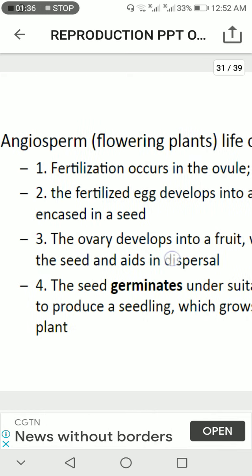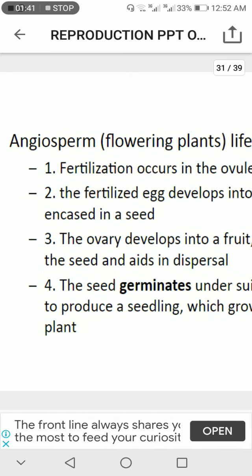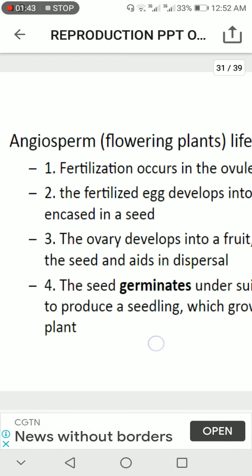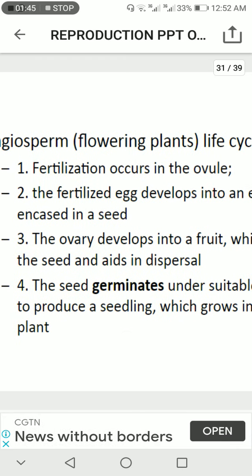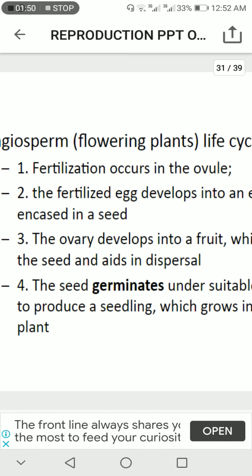When we talk about angiosperms, they are the flowering plants, and the life cycle of a flowering plant is part of your syllabus. We are going to discuss this. First, fertilization occurs in the ovule. These are the steps of fertilization.